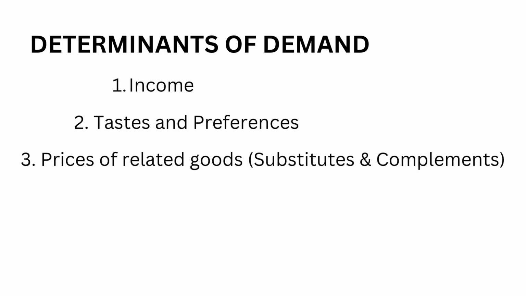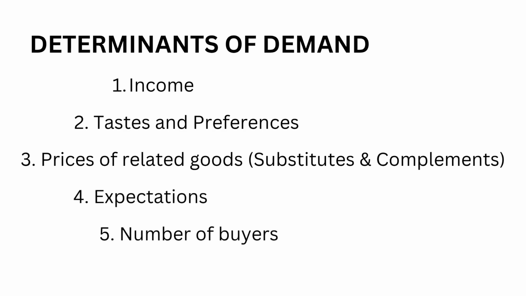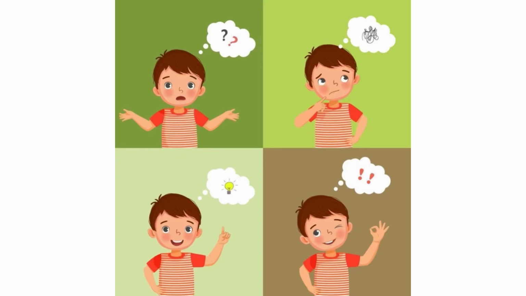Now let's look at the determinants of demand. These are the non-price factors that cause the demand curve to shift. So we have income, taste and preferences, prices of related goods, be it your substitutes and complements, expectations, and number of buyers. Now, here's where many students get tripped up.